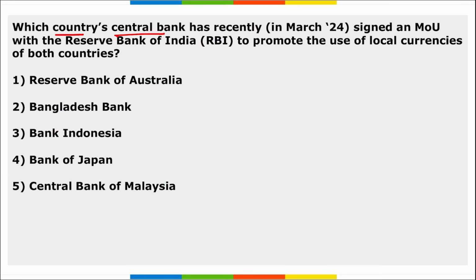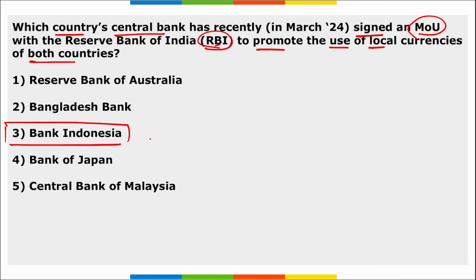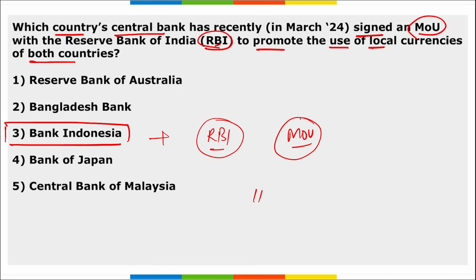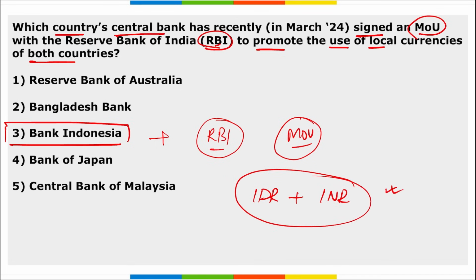Next, which country's central bank has recently signed an MOU with RBI to promote the use of local currencies of both countries? So, Bank of Indonesia and India's Reserve Bank of India. These two organizations collaborated together and signed an MOU where they will be promoting the use of the local currencies of both these countries in order to enhance the trade between them. So, Indonesian Rupiah, that is IDR, and INR, that is Indian Rupees, the trade between these two local currencies will be enhanced under this collaboration.